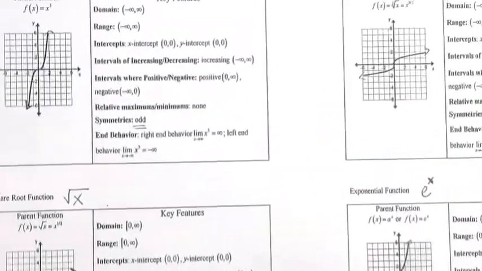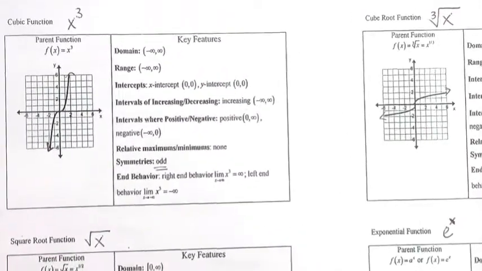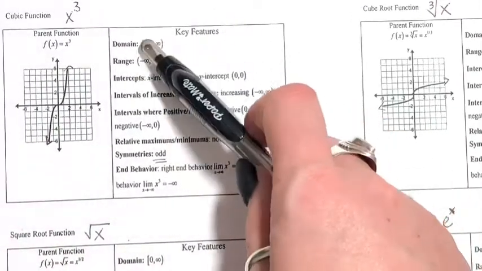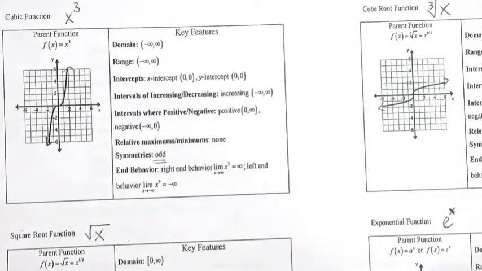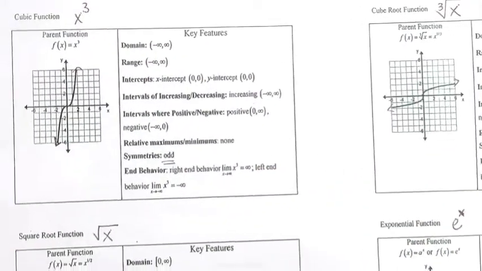But that's what your homework is going to look like. So go ahead and make sure you have all these different parent functions written down. And again, today we're just focusing on domain, range, and symmetry, and we'll look at some of this other stuff later on in the unit, but just those main three things today.